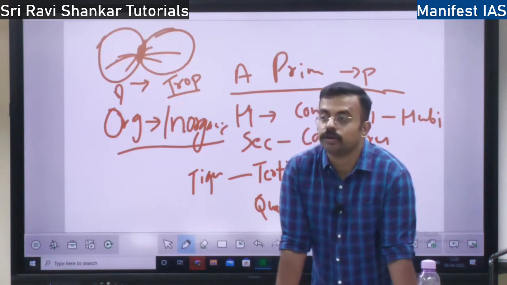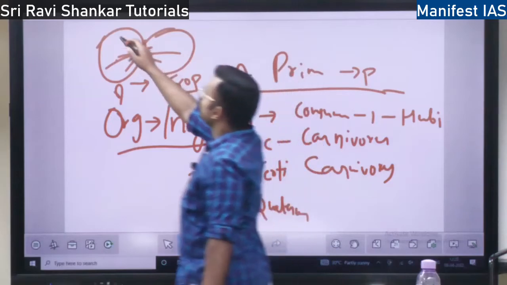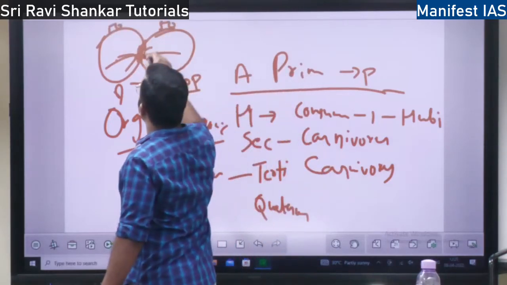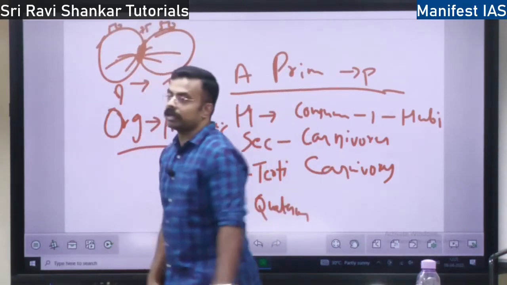Next, in ecotone there is a large number of animals. See, let's say here there are 50 animals, here there are 50 animals, here in the ecotone you will find, let's say, 75 animals.